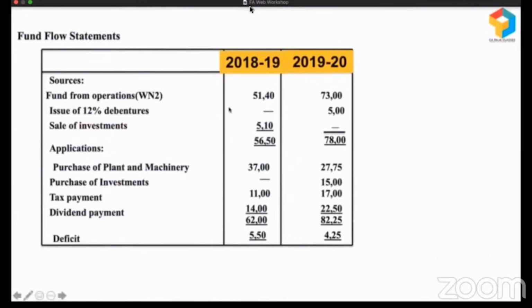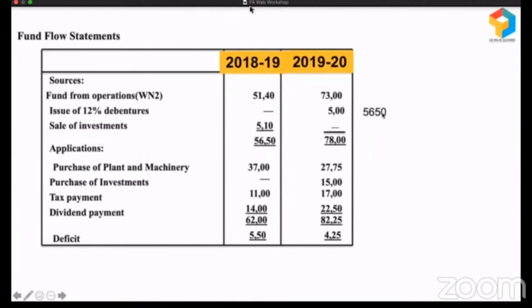Okay, look, in 2018-19 they had long-term sources from operations and by selling investment of 5,650, and these are all their long-term uses. They purchased plant and machinery, they paid taxes, they paid dividend. Okay, so 5,650 was the source, 6,200 was the use, there was a deficit of 550. Let's analyze this. So what is the total source?